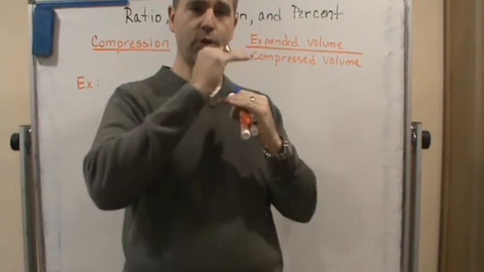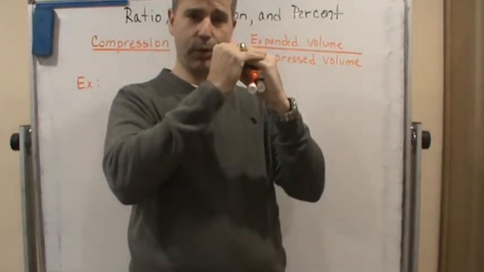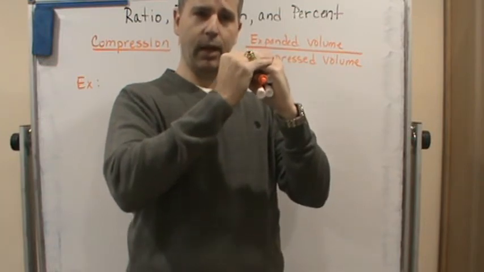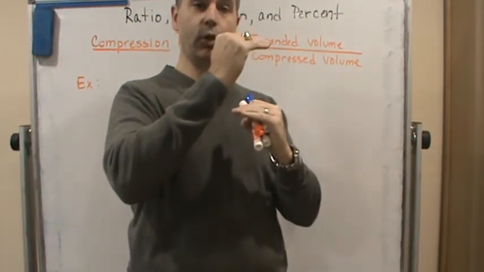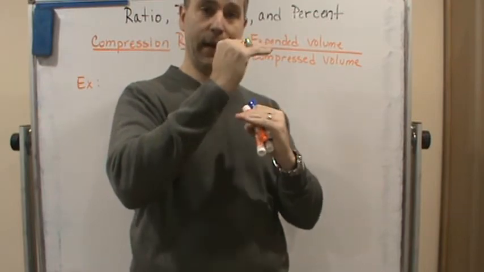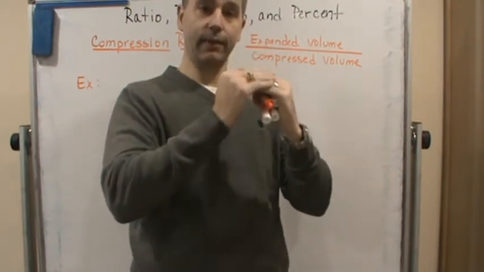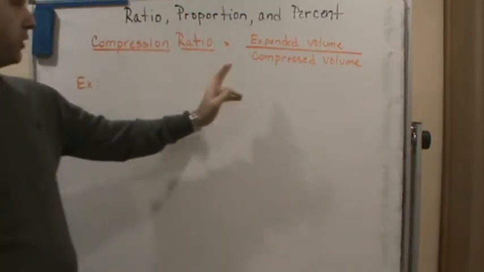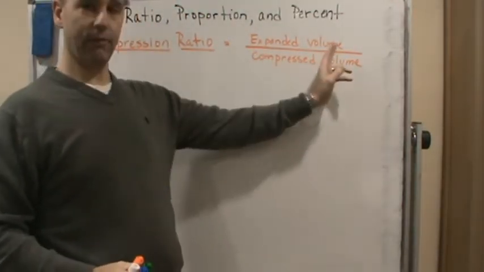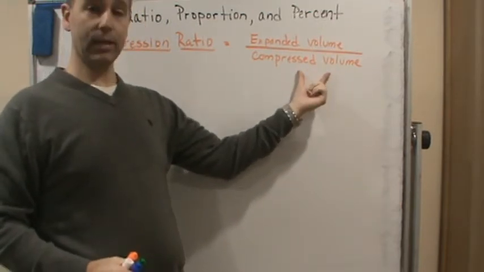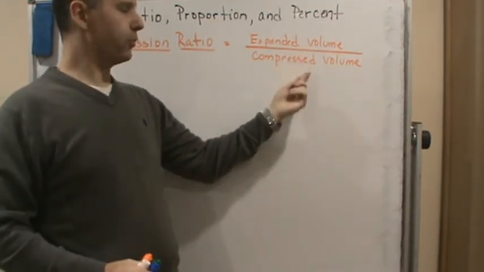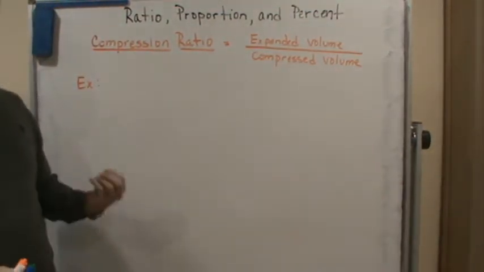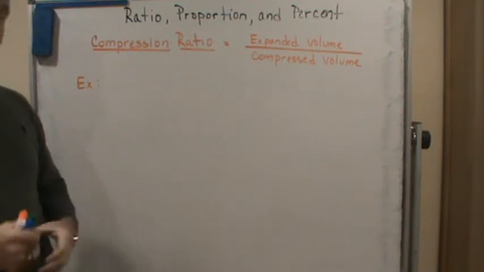So they measure the maximum compression, the volume of the cylinder when it's compressed, and the volume of the cylinder when you have maximum expansion. Okay, so this is the compression ratio: the expanded volume divided by the compressed volume. If you know those two volumes, then you can calculate the compression ratio and then use that to interpret what's going on with the engine.